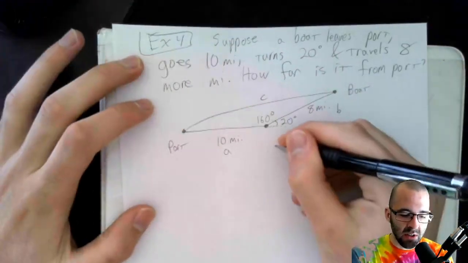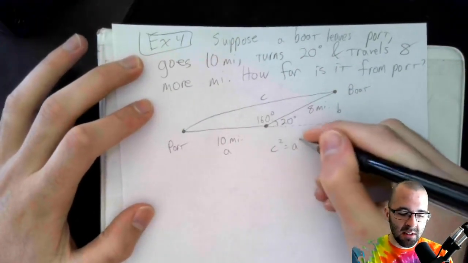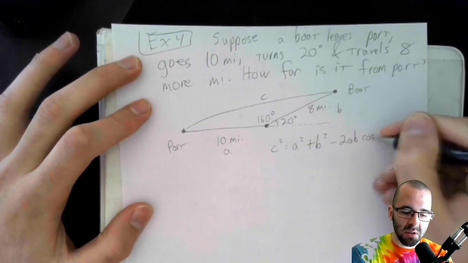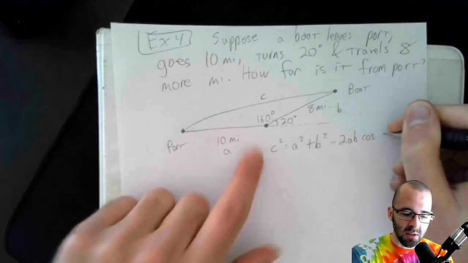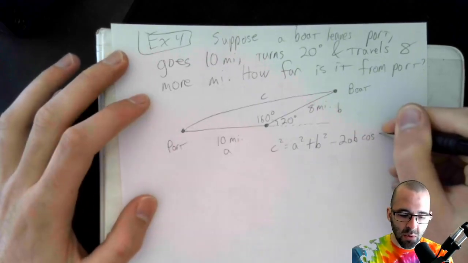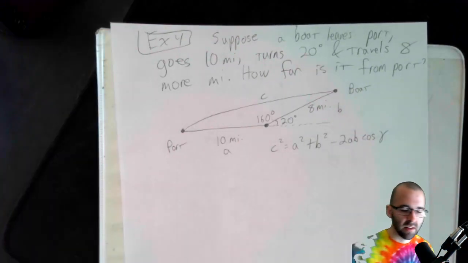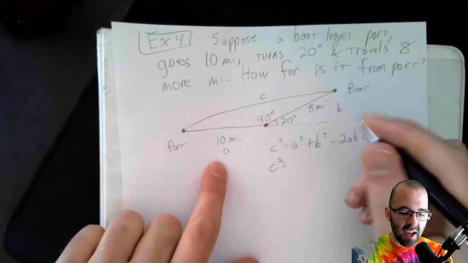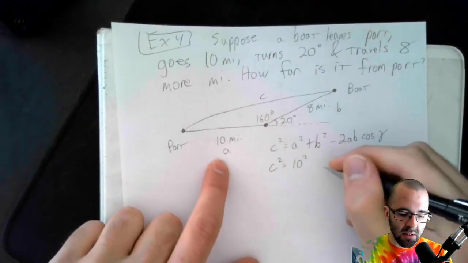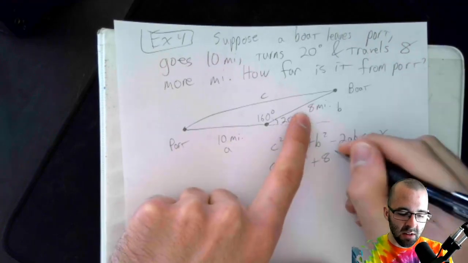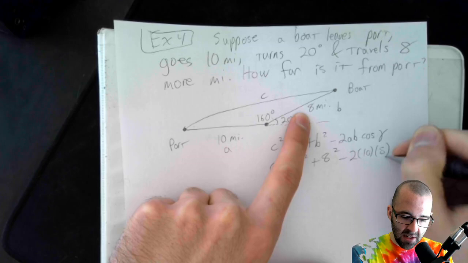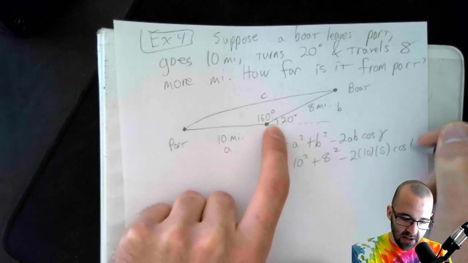So again, we want to use the formula C squared is A squared plus B squared minus 2AB cosine of the opposite angle C. We've been using gamma. Right? And then just plug things in. So C squared is A squared, so that's 10 squared or 100, plus B squared, 64, minus 2 times 10 times 8 times the cosine of that angle, 160 degrees.